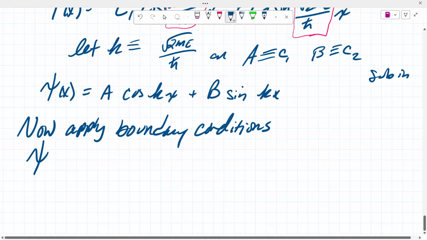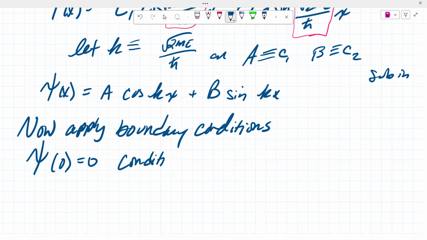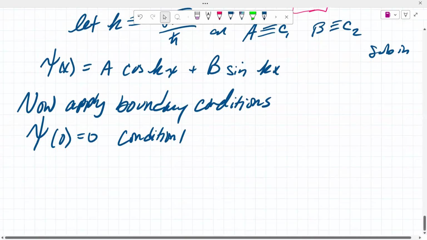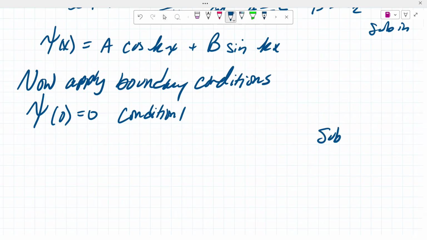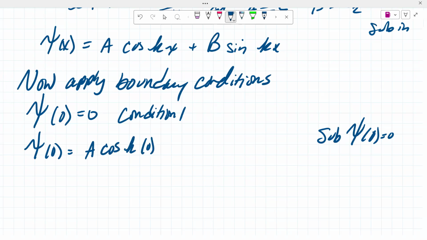So the first condition, psi of 0 equals 0. This is condition 1. And let's see what will happen. So sub psi of 0 equals 0 into the equation. So here we go. Psi of 0 equals a cosine k times 0 plus b sine k of 0 equals 0. There it is.